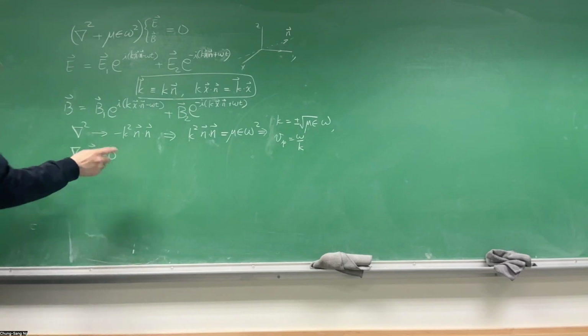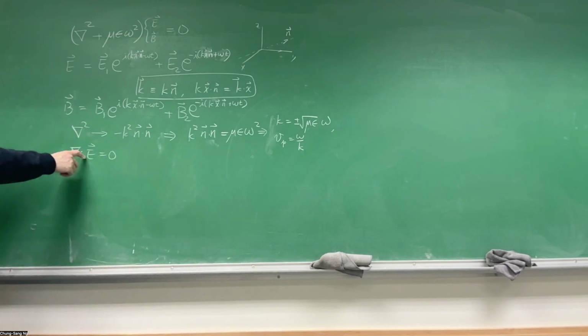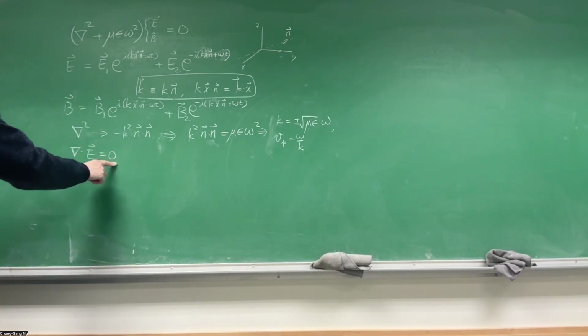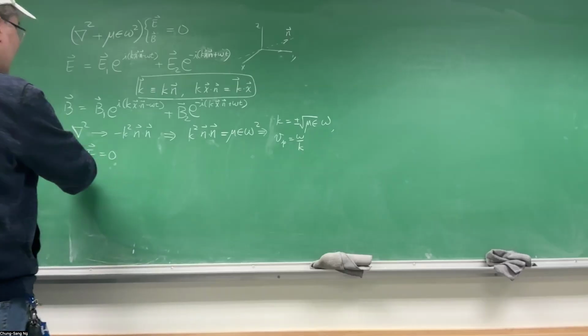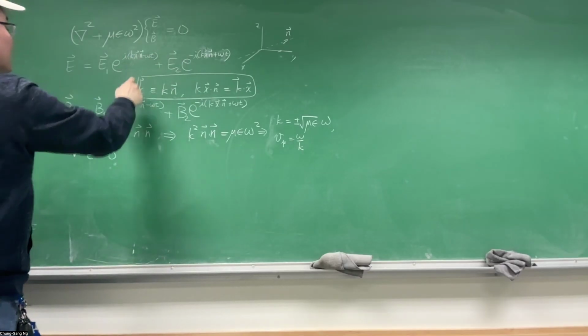Actually, originally divergence E is low, or divergence D is low, but in vacuum with wave propagation, assuming no charge, then it's zero. Then we put that back to here. So we take the divergence using this dependency.